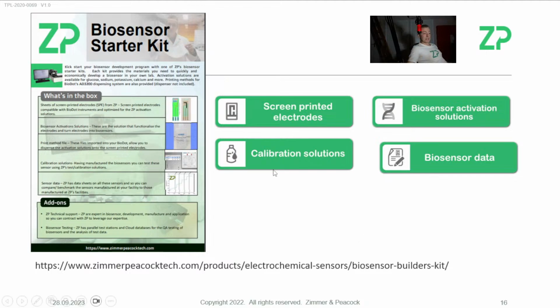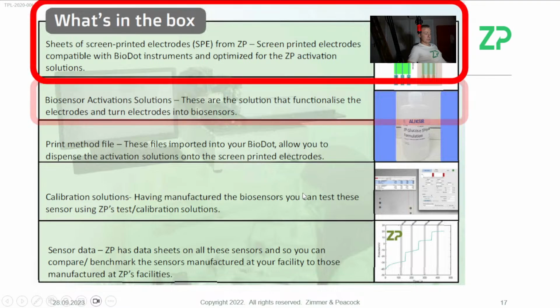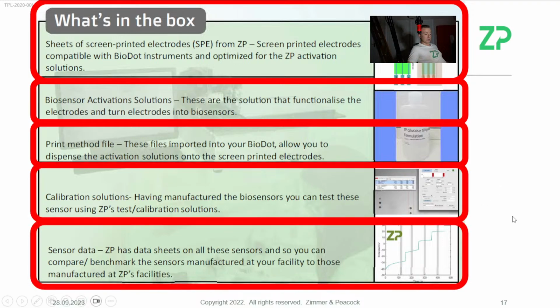But let me now discuss this kit. Let me start with the screen printed electrodes bit. So there's what's in the box: screen printed electrodes, activation solution. The print file is something that people don't need at this moment. The things that they're going to need are the screen printed electrodes, the activation solutions, the calibration solutions, and the sensor data. The print file is basically a file that tells the robot what to do. If you don't have a robot at the moment, don't rush out and buy one. Get yourself some manual experience before you buy robots.